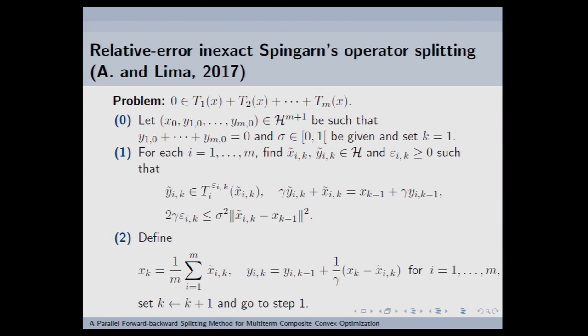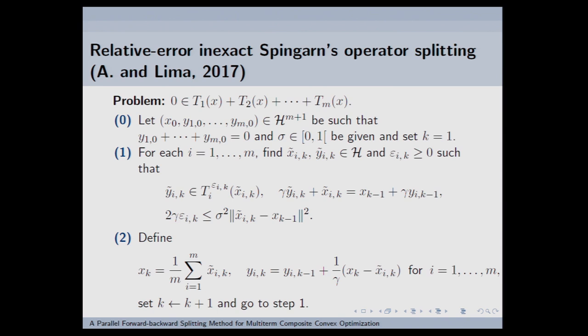So we compute now in parallel. We fix some i and compute this y tilde, x tilde. This is the proximal equation. It's like a resolvent, but inexact because we have epsilon, and this epsilon has to be relative to this displacement. But it's not just the HPE method applied to the subproblems. And the next iterate is the projection on V.